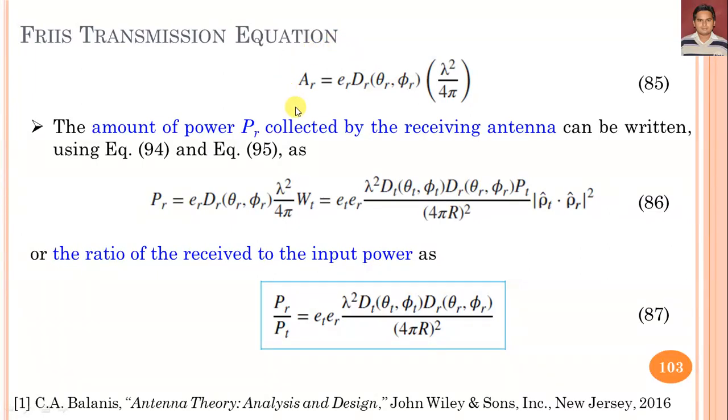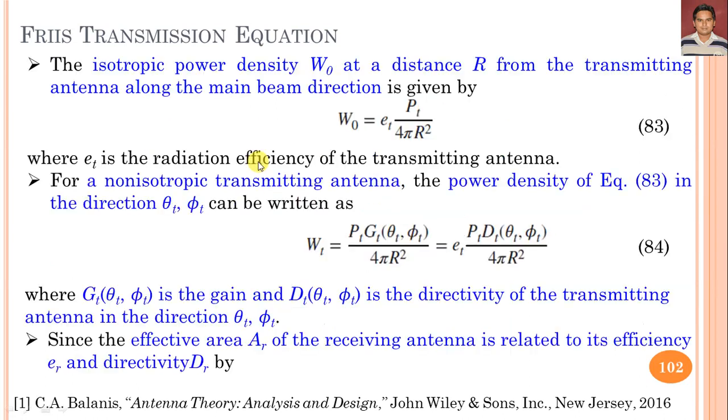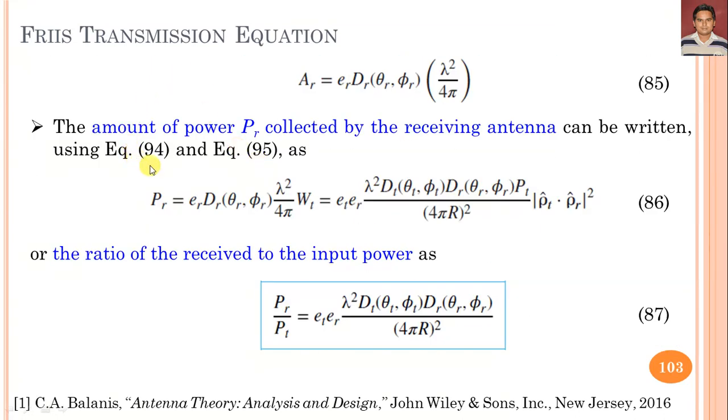So we can say that the effective area we have considered in the case of the receiving system is A_R equal to e_R D_R times lambda square upon 4 pi. This derivation we have derived earlier, and we have represented the effective area by expression 85. So the amount of power collected by the receiving antenna can be written using equation 84 and equation 85.